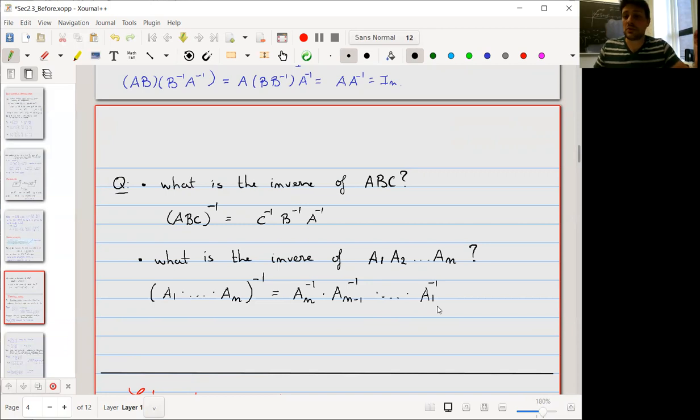Okay, this concludes the properties of invertible matrices. We'll see next time what theoretical consequences inverses have for us.